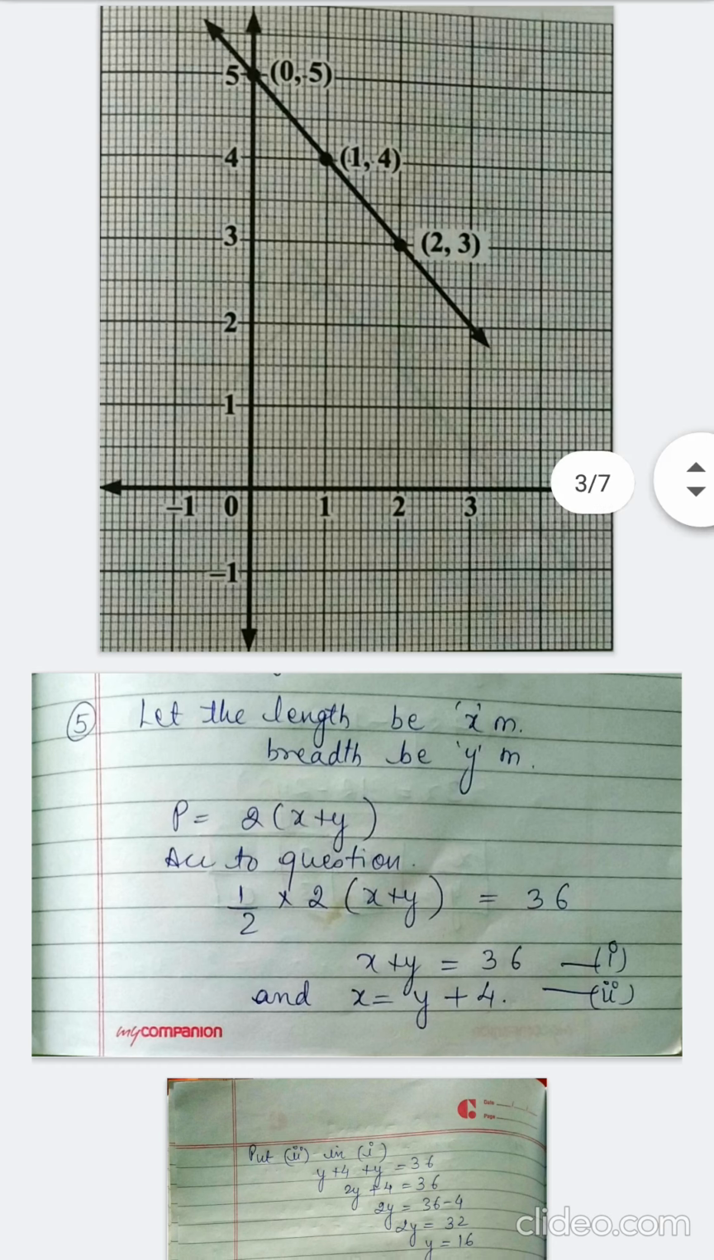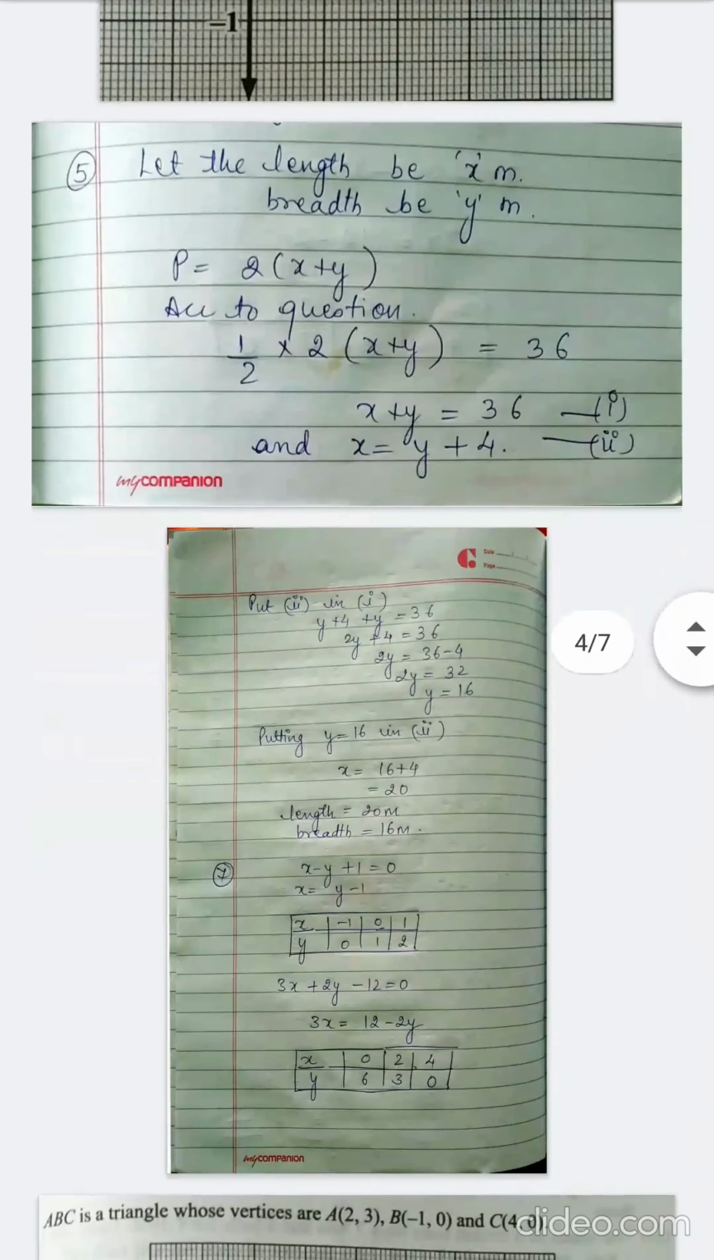Because here the condition is given. Now, further putting the value of equation second in equation first, we have y plus 4 plus y is equal to 36, that is 2y plus 4 is equal to 36, 2y is equal to 36 minus 4, that is 32, 2y is equal to 32 and y is equal to 16. By putting the value of y in equation 1, we get the value of x, which is equal to 20. It means the length is 20 meter and the breadth is 16 meter.